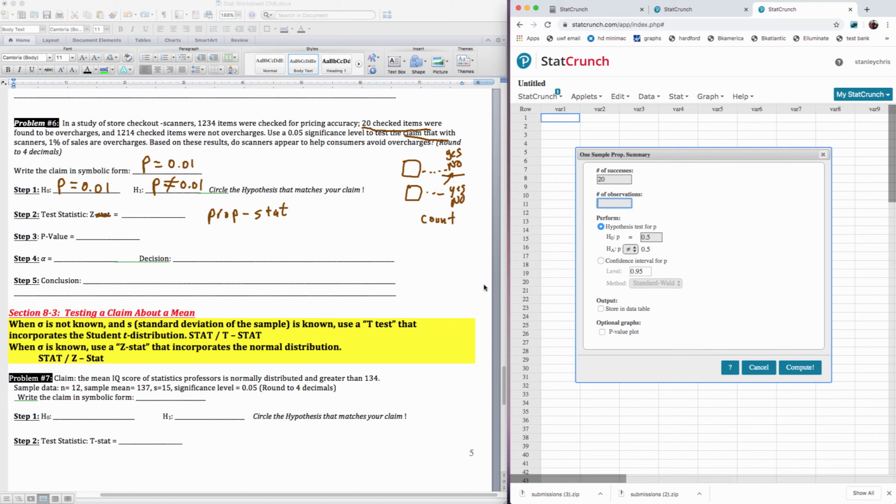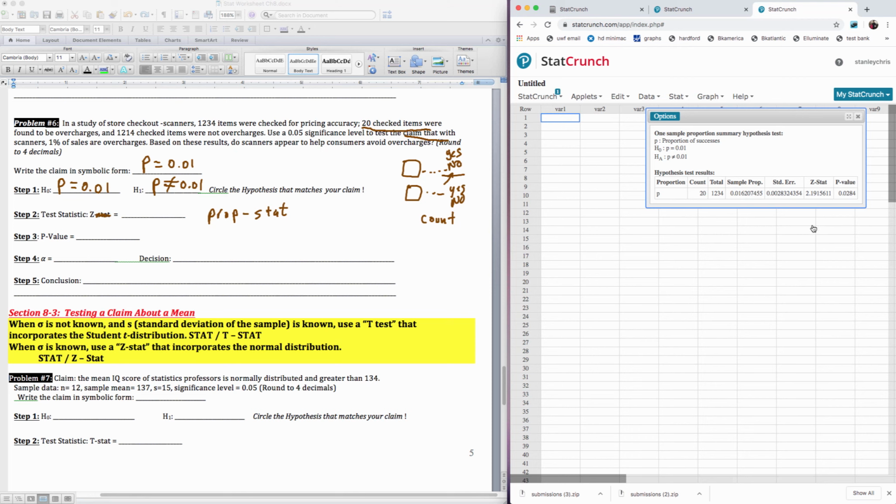Okay, back to this. There were 20 successes. If you look over here, there's 20 that were overcharges, and the rest were okay. Remember, the observations is the total scanned. Now we have to change this hypothesis to what the null says, which is 0.01. We could keep this as a not equal because nowhere in here does it say they think the scanner's doing this more often or less often. They're just trying to check to see if 1% seems reasonable. Okay, and that's it.